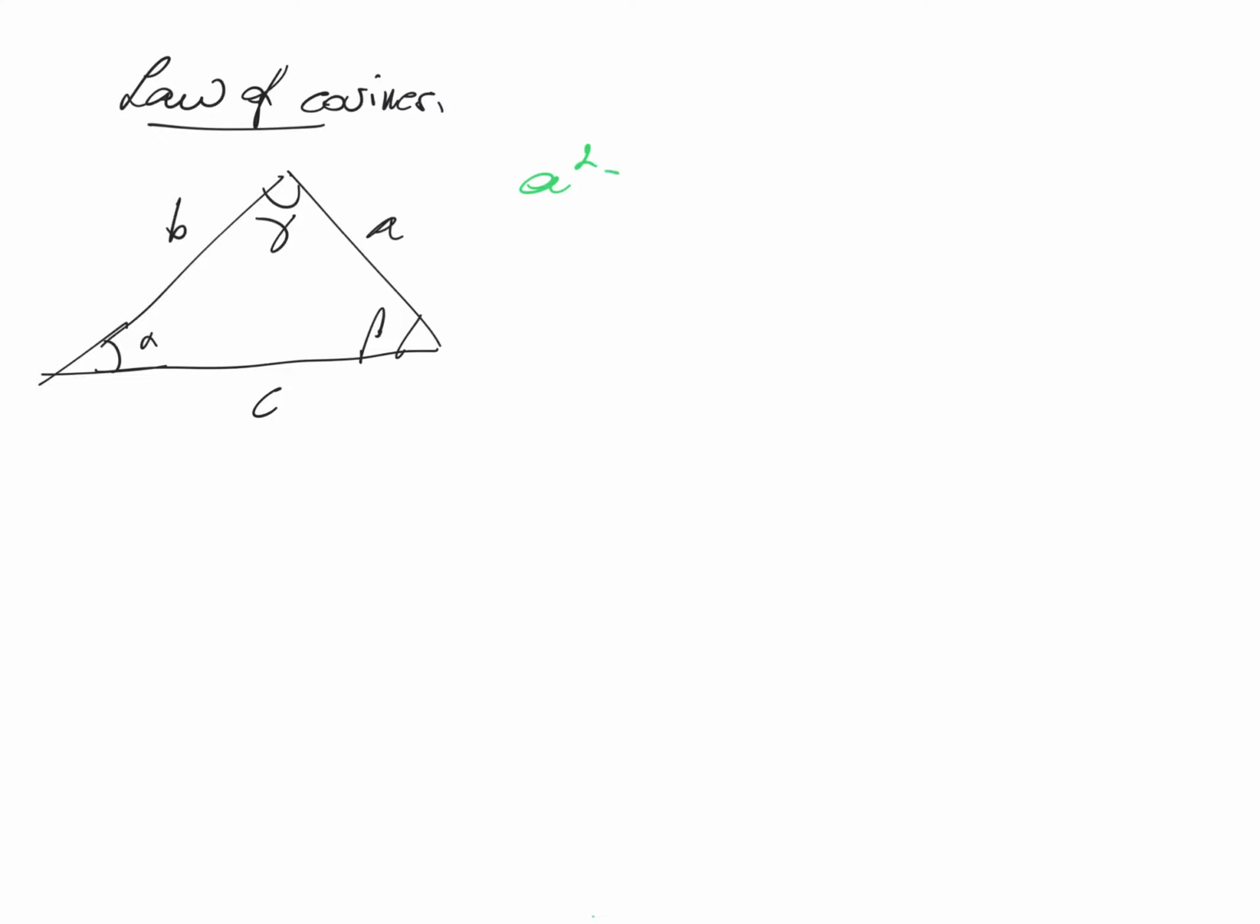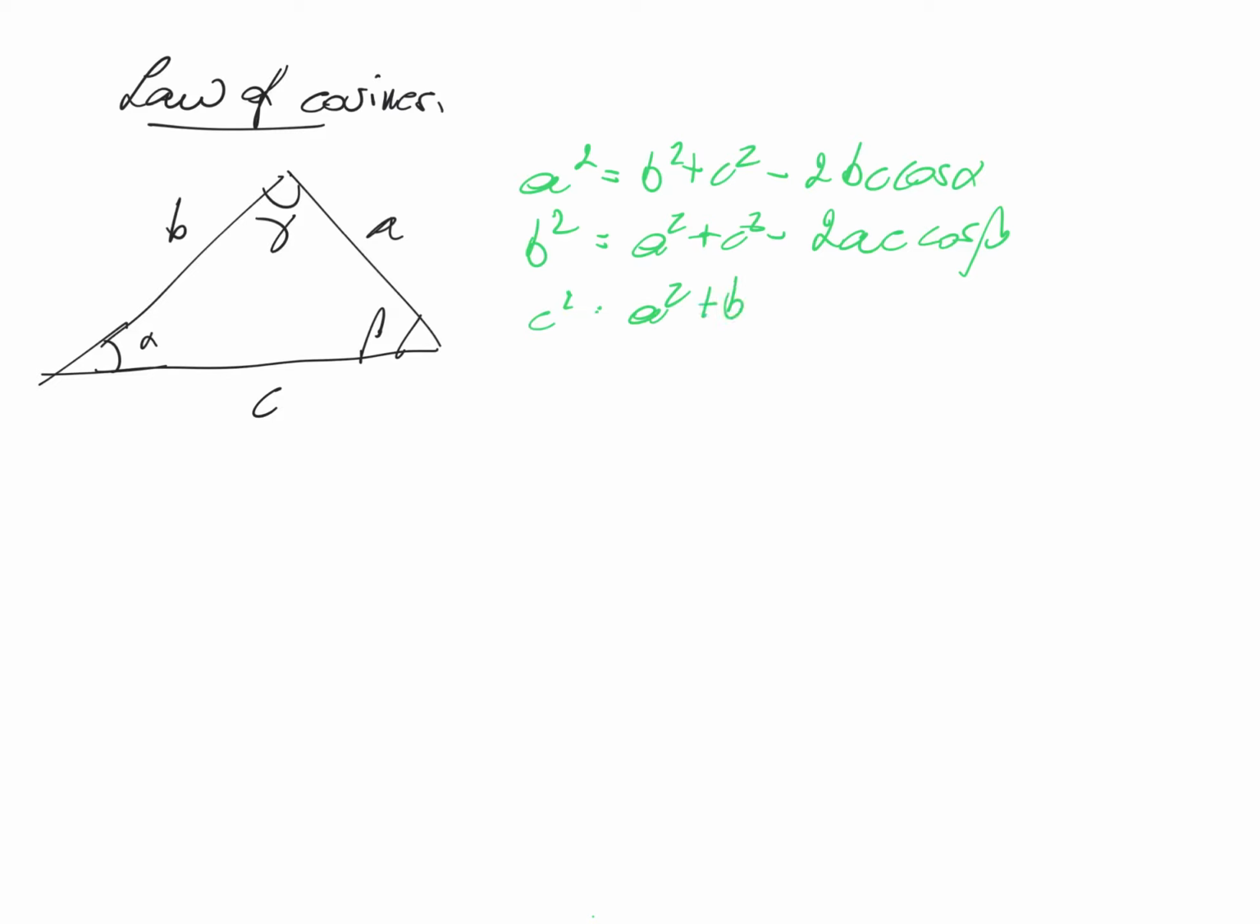A squared is B squared plus C squared minus 2 times BC cosine of alpha. B squared is A squared plus C squared minus 2 times A times C times the cosine of beta, and C squared is A squared plus B squared minus 2 times AB times the cosine of gamma.